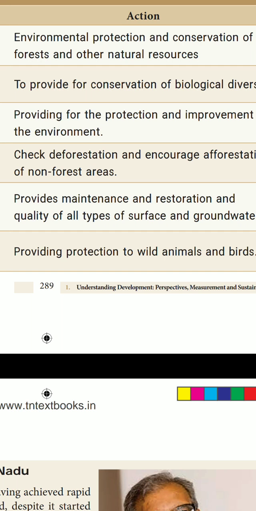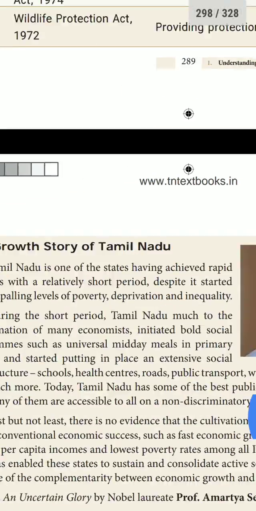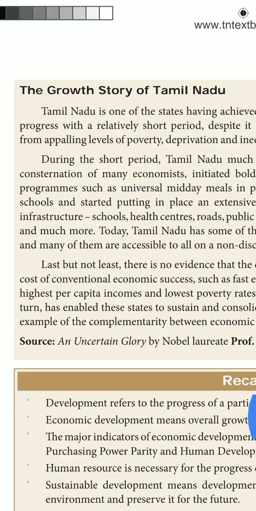Next, 1972, it is the Wildlife Protection Act. It was providing protection to wild animals and birds. So, according to this 1972 Act, it has given protection to wild animals and birds. Okay, this is one important question. Sometimes they may ask for one word also. So, study thoroughly. Next one is the growth story of Tamil Nadu.